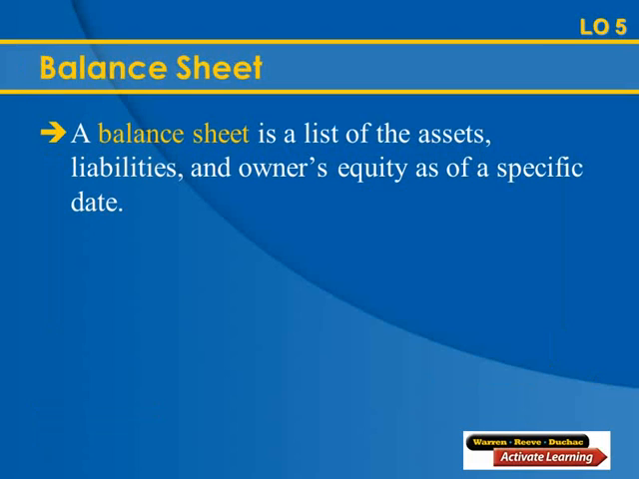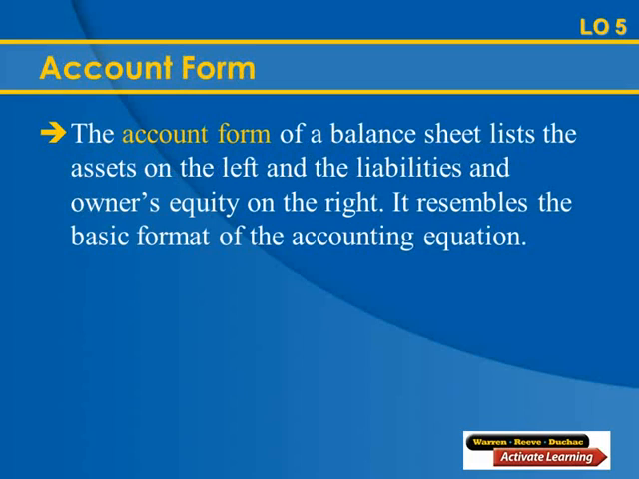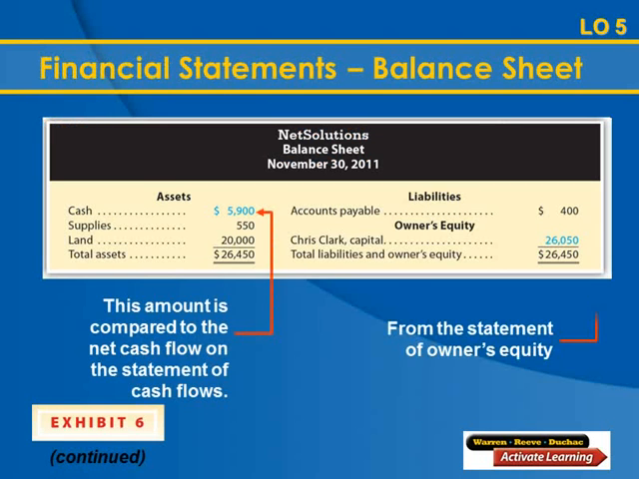The balance sheet lists the assets, liabilities, and owner's equity as of a specific date, usually at the close of the last day of a month or a year. The form of the balance sheet shown in Exhibit 6 in the text is called the account form. This is because it resembles the format of the accounting equation, with assets appearing on the left side of the balance sheet and liabilities and owner's equity appearing on the right side of the balance sheet.